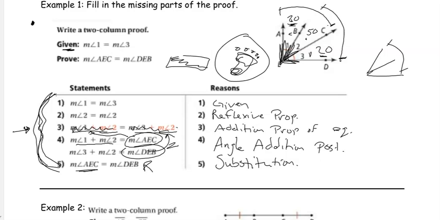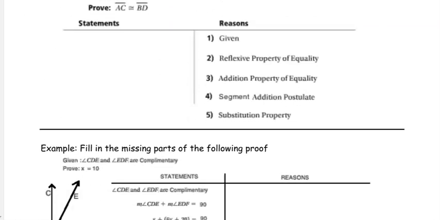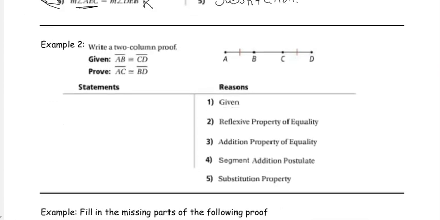So let's go ahead and look at another one. Let's say we were here. Now I'm going to give the reasons, and you guys are going to give the two-column proof, the statement part. So what's the first given? AB is congruent to CD.